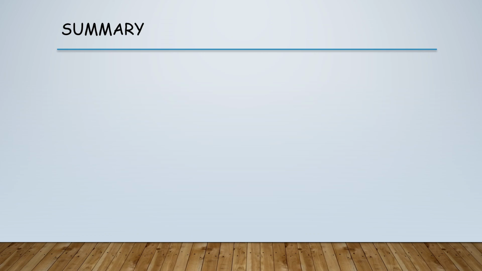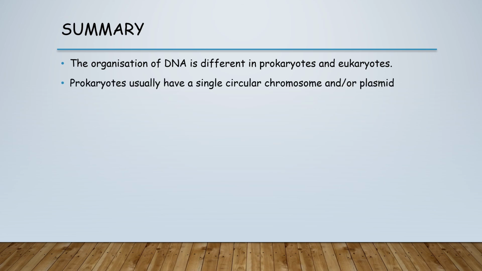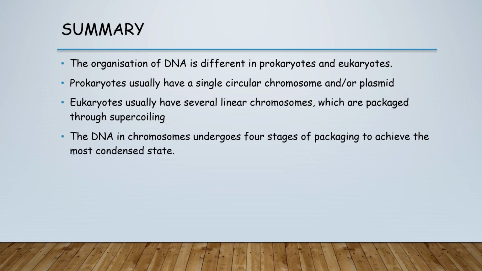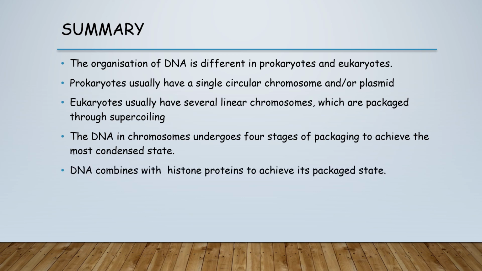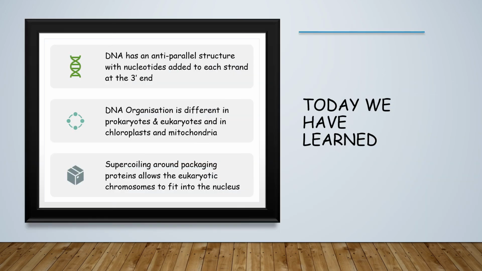So to summarise the second half of this video lesson, DNA is organised differently in prokaryotes and eukaryotes, with prokaryotes having a single circular chromosome and or a plasmid, and eukaryotes having several linear chromosomes which are packaged through supercoiling. That goes through 4 stages of packaging before it gets to its most condensed state, and histone proteins are involved in that packaging. Eukaryotic cells also contain mitochondrial DNA and chloroplast DNA in green plants, which are packaged in circular chromosomes.